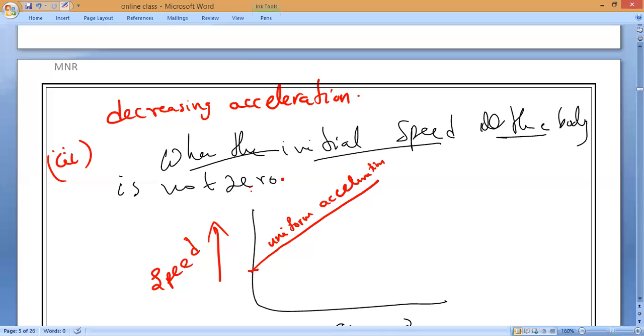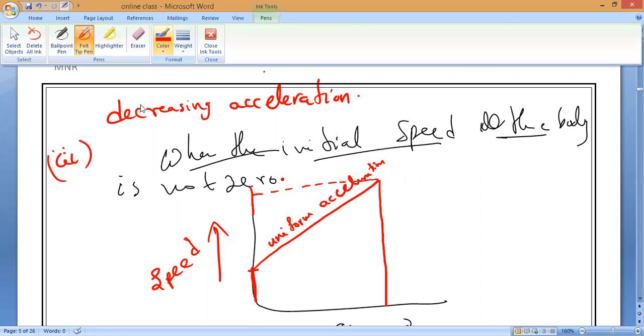Now, what is the final speed here? Can anybody tell me what the final speed is? This slope will give you the final speed. Any doubt? Please respond. Now, the body is already having some initial velocity.